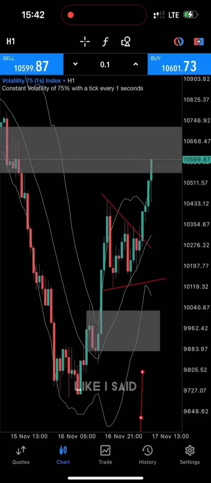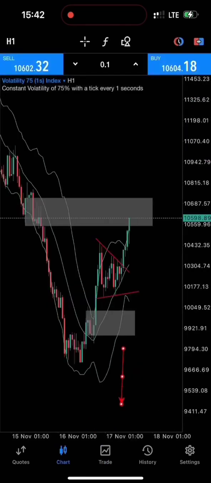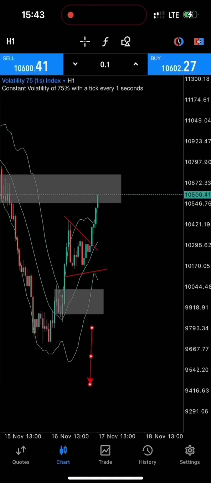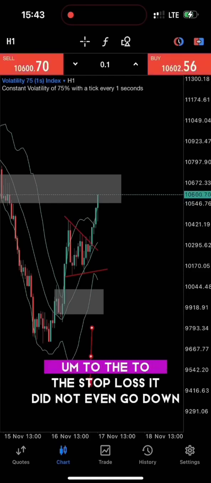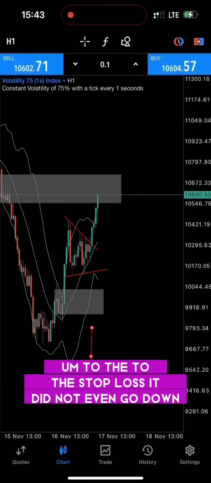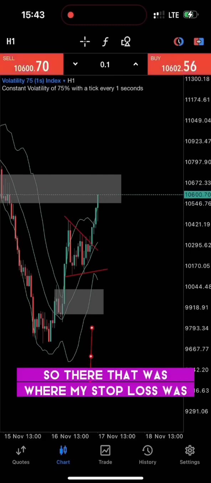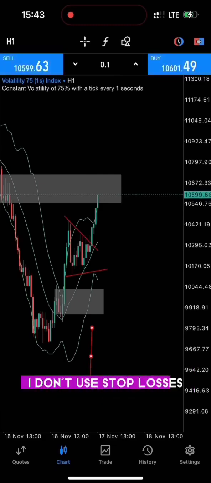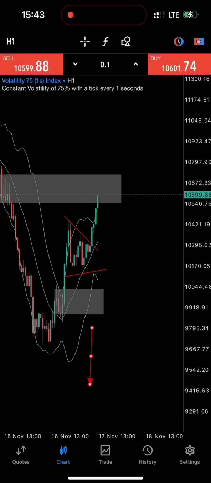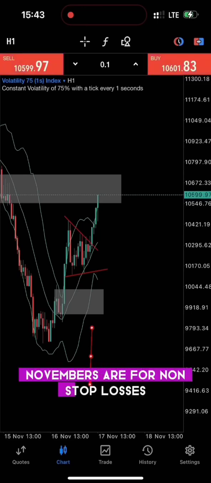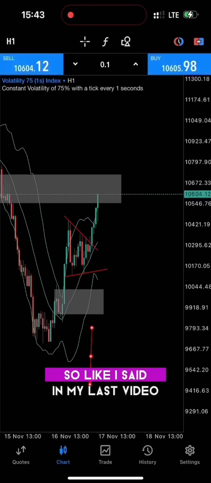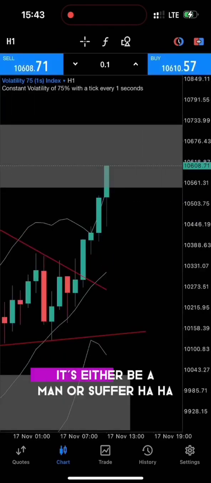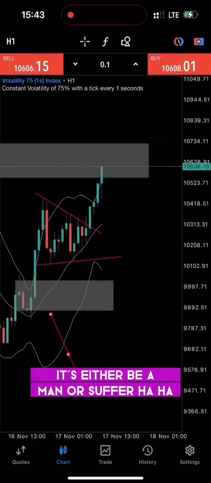So we are at 4.7, like I said, it has reached my target. It did not even go down to the stop loss. So there, that was where my stop loss was, but it did not go there. I don't use stop losses. Novembers are for no stop losses. Like I said in my last video, I joined the no stop loss gang. It's either be a man or suffer, haha.